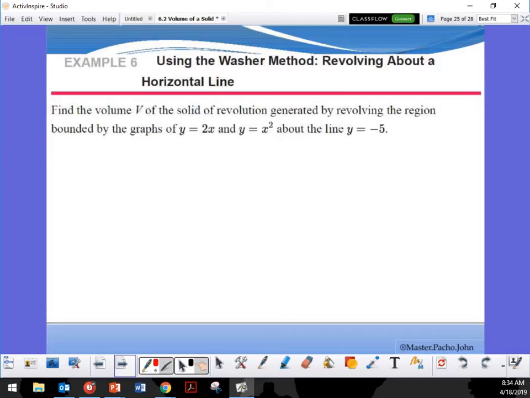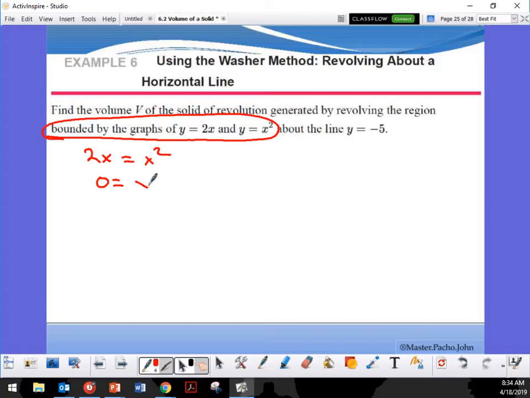Bounded by the graphs, so I said bounded by the graphs, so what do we say about that? If it's bounded by them, it means that they're equal, right? So it's enclosed in there, about the line y equals -5. Okay, so first, let's take a look at this. So 2x equals x squared, right? So 0 equals x squared minus 2x. So x and x minus 2. Okay. So I get x is 0 and x is 2.